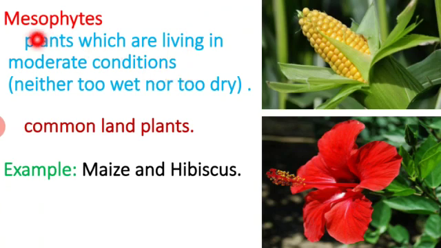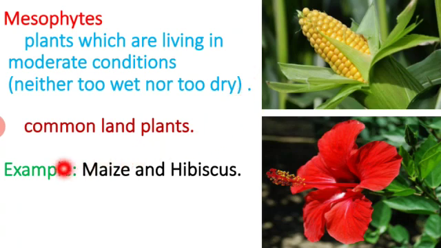Meso means moderate. Phytes means plants. So moderate condition plants, whether it is wet or dry, whatever it is, they can accept it and they can grow. Such types of plants are called moderate condition plants. So they are named here as mesophytes.